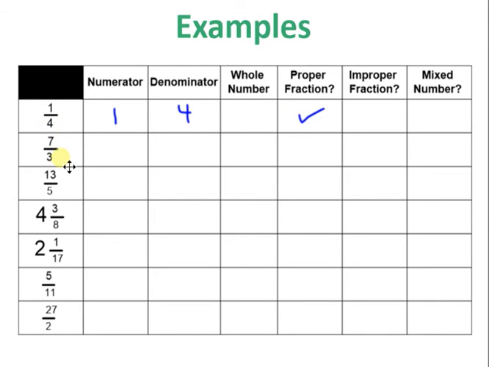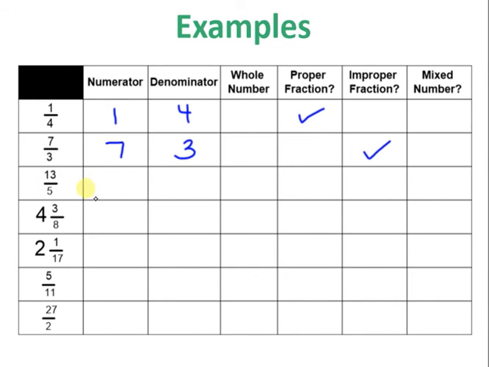Okay? Over here, I have 7 over 3. My numerator is 7. That's the top. My denominator is 3. That's the bottom. And I do not have a whole number in front of it. Is this a proper fraction, improper fraction, or a mixed number? This right here is an improper fraction because the top, the numerator, is bigger than the bottom, the denominator.